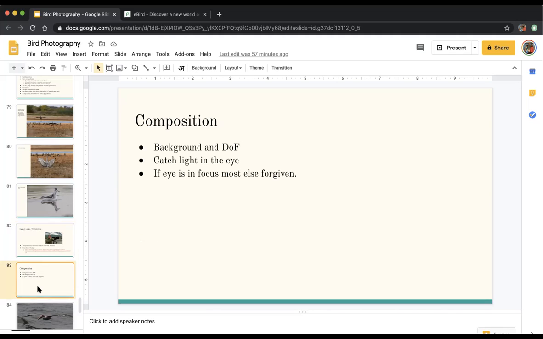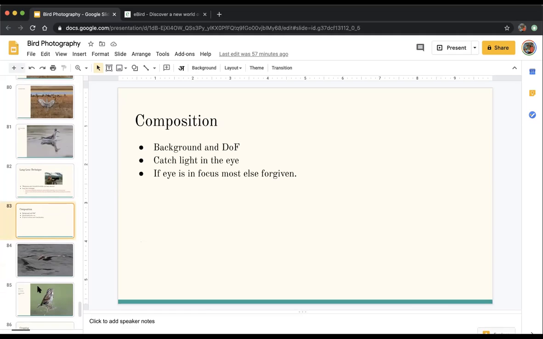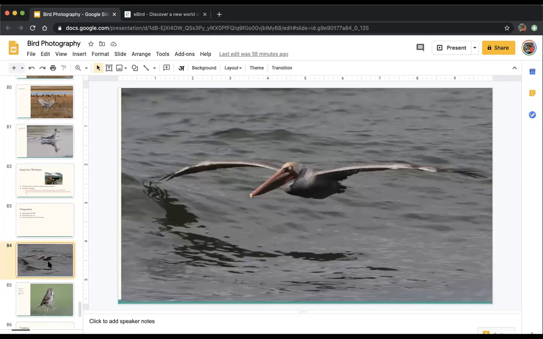Oh yeah, and then things like this, especially with birds and animals: background and depth of field, catch light in the eye. If the eye is in focus, then most else is forgiven. So there are little examples of this. I love pelicans and how they fly very close to the waves. The wingtip is almost in the water, almost touching it. It probably is, I don't know. But then you can look it directly in the eye. You can see its eye clearly.